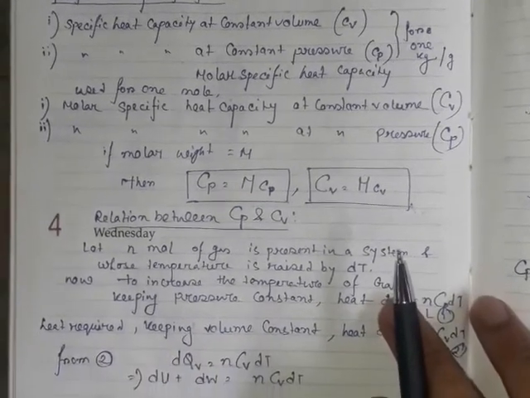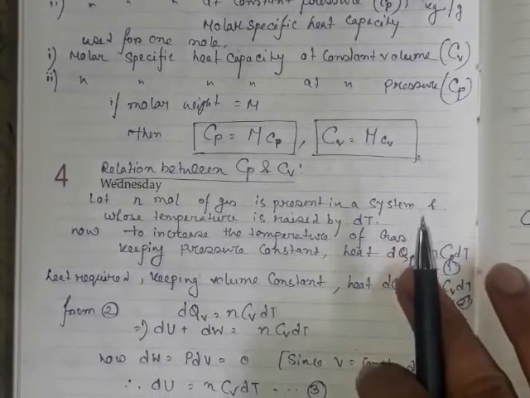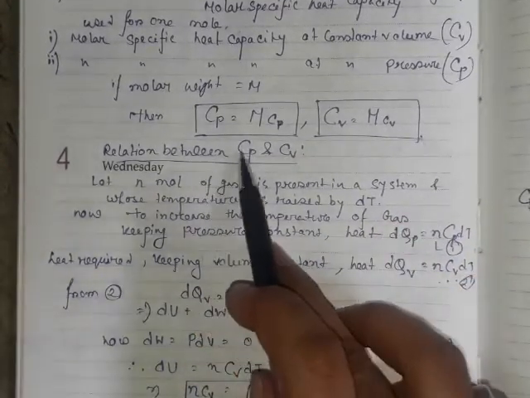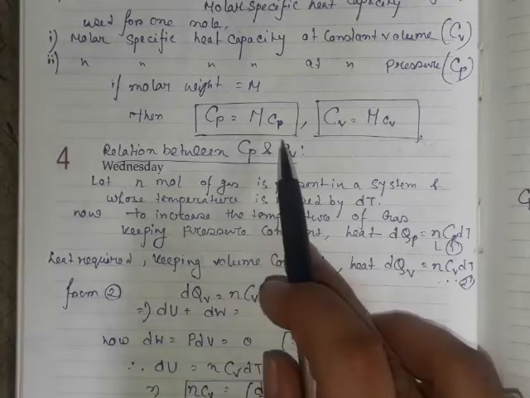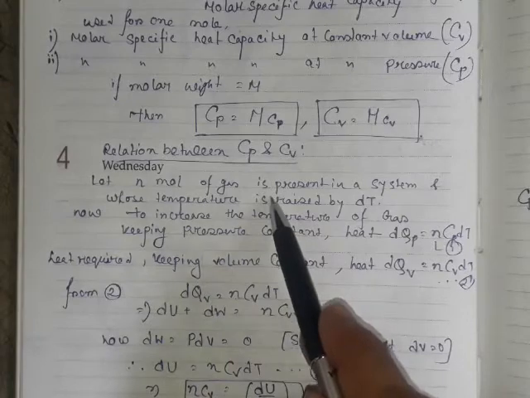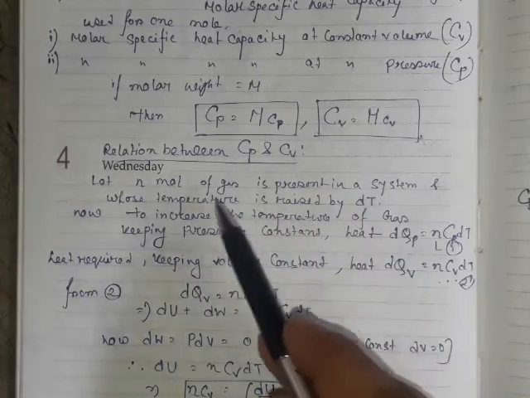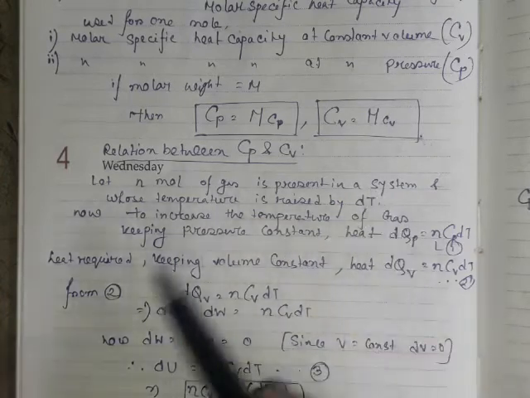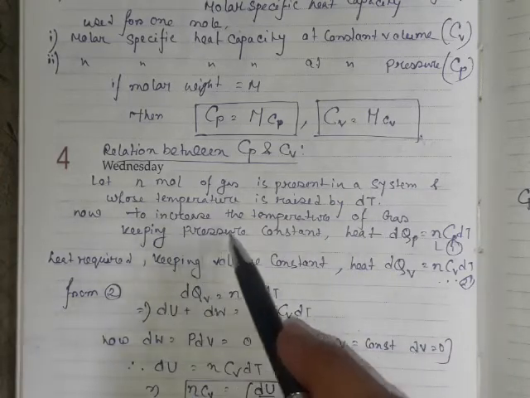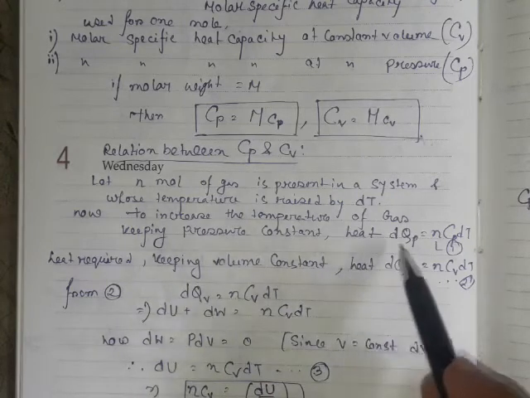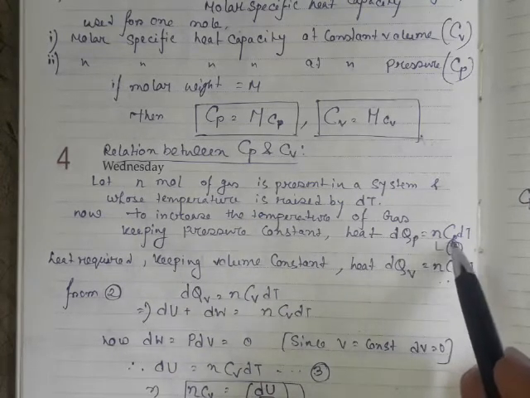Let's start. So we are going to find the relationship between capital Cp and capital Cv. Now let's say we have n mole of gas, and we want to increase the temperature of the gas by an amount of dT. To increase the temperature of the gas keeping the pressure constant, it will be dQp equals n Cp dT.